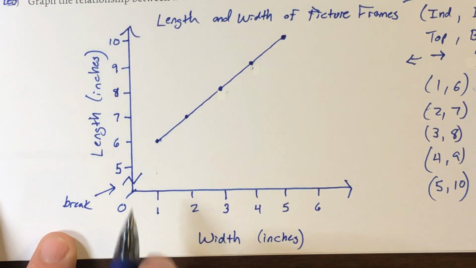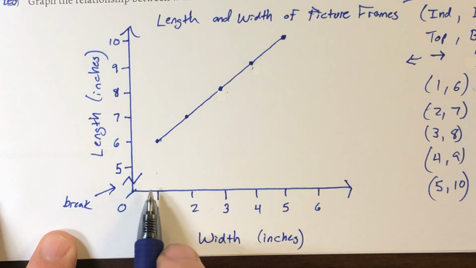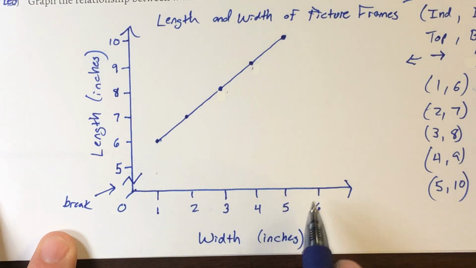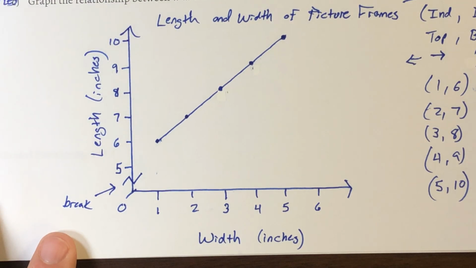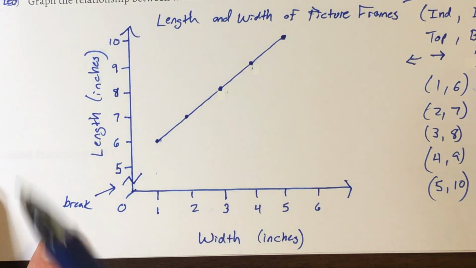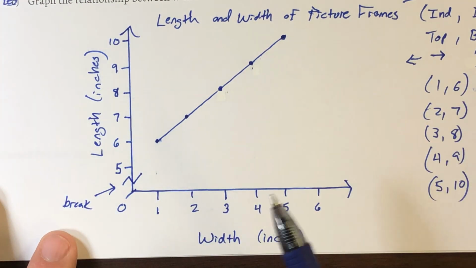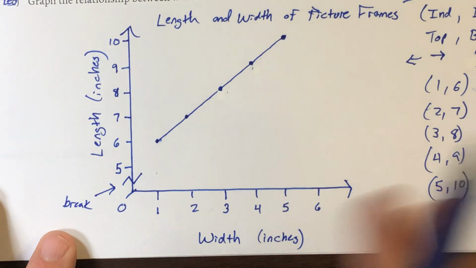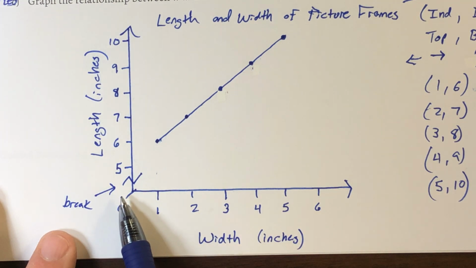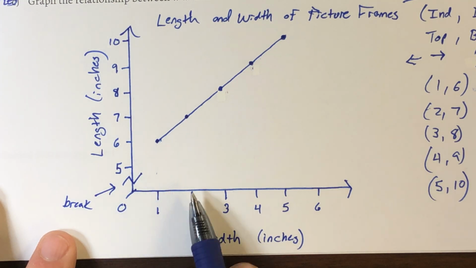What does this tell us? This tells us simply, as the width of a picture frame increases, the length will increase as well. I could also use this graph to predict things or to find information. For example, let's say I work at Hobby Lobby and I'm making a picture frame and it's got to follow these proportions, and the customer wants a picture frame that has a width of 3.5 inches.